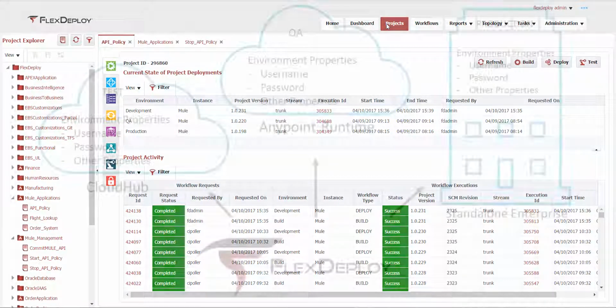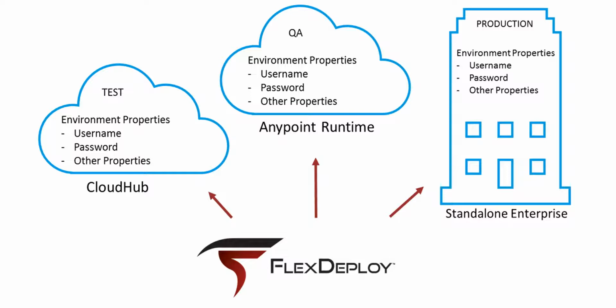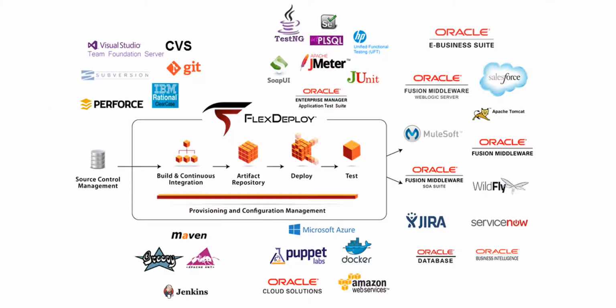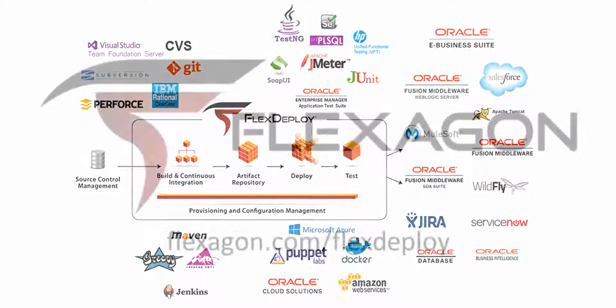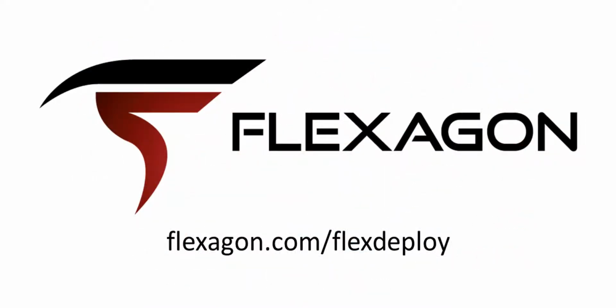FlexDeploy helps automate your Mule development and deployment processes, incorporating best practices at every stage to improve the speed and quality of software delivery. FlexDeploy also supports many other commercial and open source tools and technologies, making it truly an enterprise platform. FlexDeploy is for any team that wants to deliver better software faster and for less cost and risk. With one platform, users have an automated and standardized approach to provisioning, building, deploying, testing, and releasing changes across all environments. For more information or to schedule a demo, go to flexagon.com/flexdeploy.